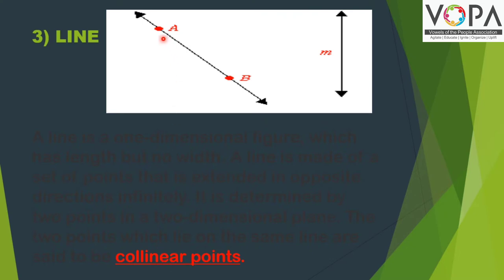A line is denoted with two letters or with a small letter, any small alphabet. It can be denoted in this way, L, M, N, any letter can be used here, but it should be written in small letter.